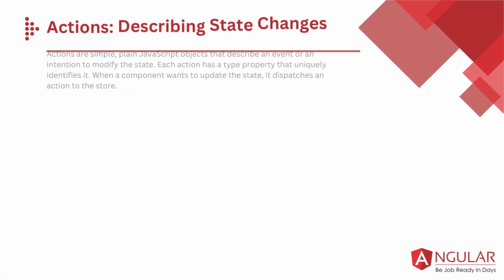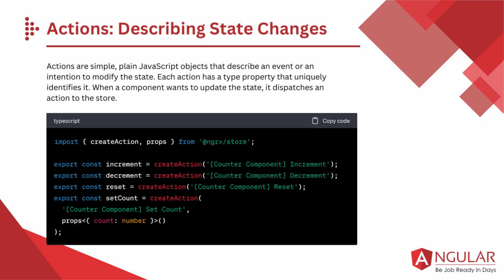1. Actions. Describing state changes. Actions are simple, plain JavaScript objects that describe an event or an intention to modify the state. Each action has a type property that uniquely identifies it. When a component wants to update the state, it dispatches an action to the store.